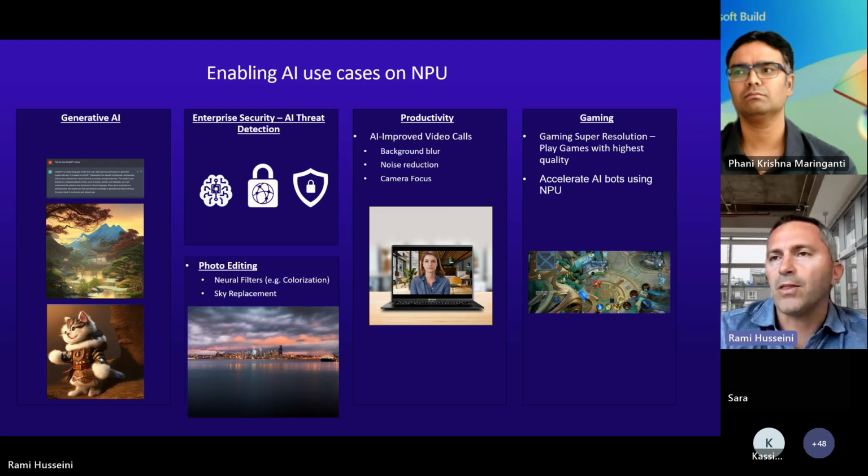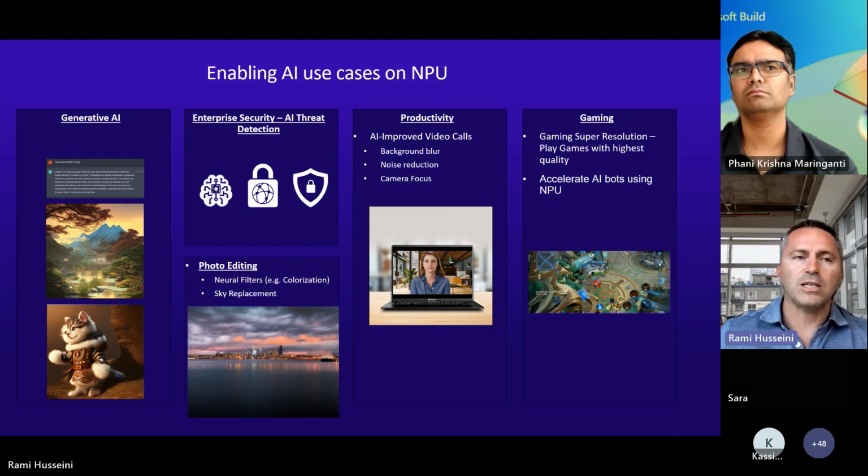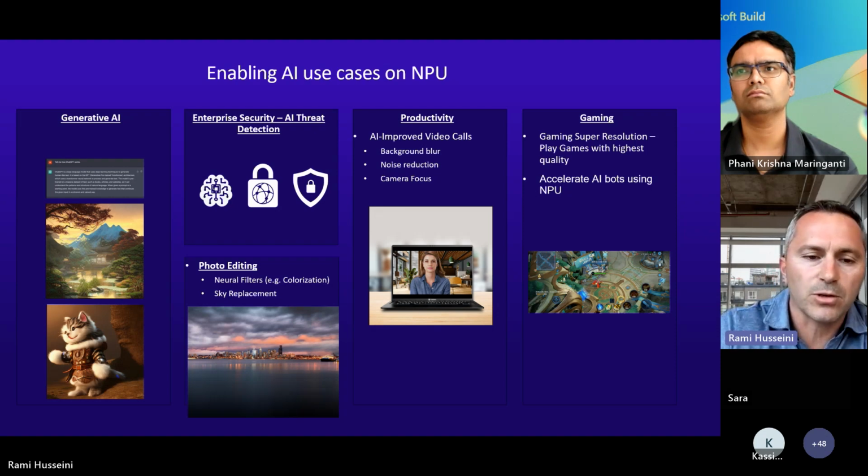Productivity, we heard a lot about that today in the keynotes, productivity types of workloads, along with video conferencing workloads, and then also in gaming with super resolution and accelerated AI bots. So you're really seeing the AI experiences grow exponentially. Because of that, you really need a dedicated processor that gives you the performance and power, and also allows you to run the workloads concurrently.